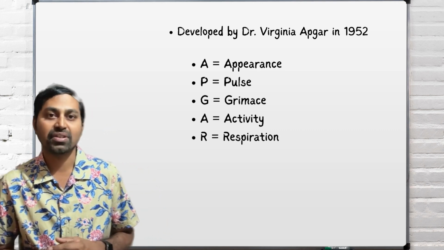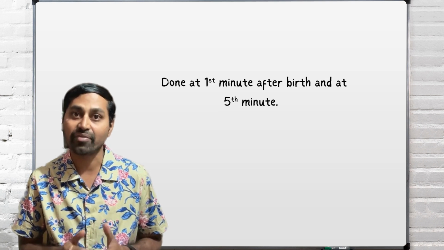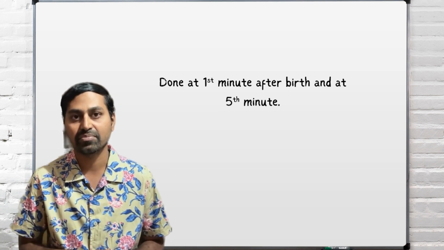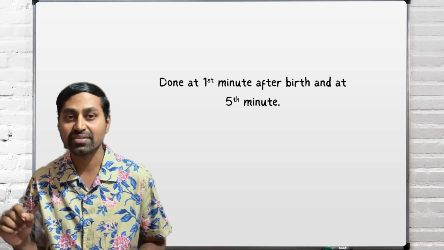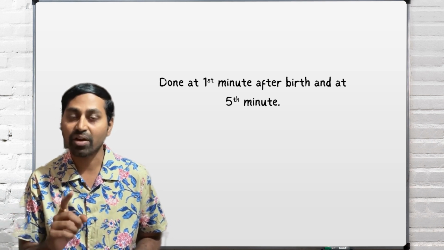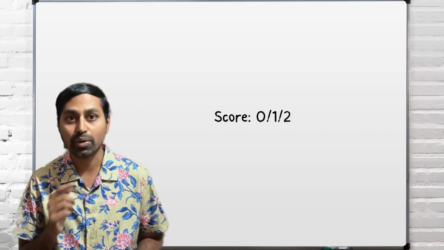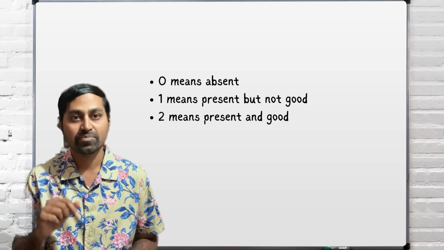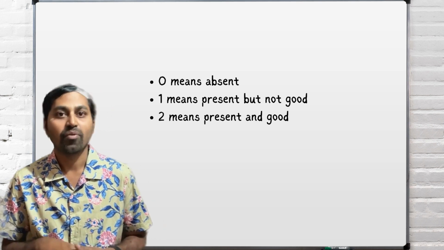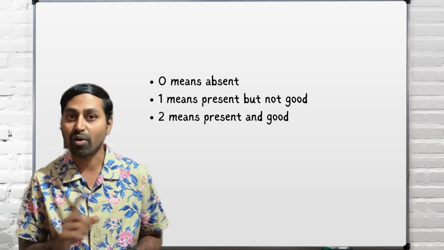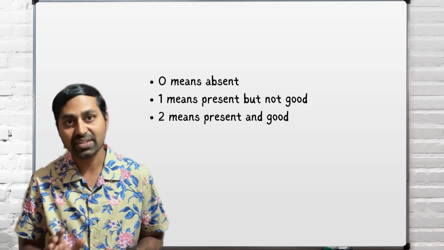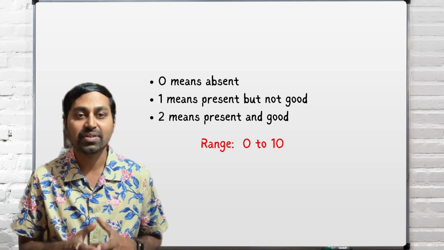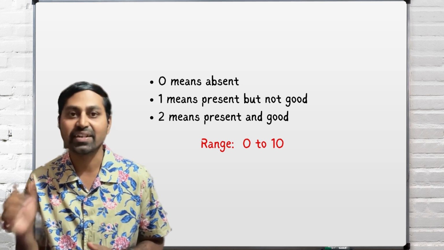Usually the APGAR scoring is done at the first minute after birth and again at the fifth minute after birth. For each of the 5 categories, we assign a score of 0, 1 or 2. 0 means absence of something. 1 means present but not good. 2 means present and good. This gives a total score ranging from 0 to 10. Let us see in detail.